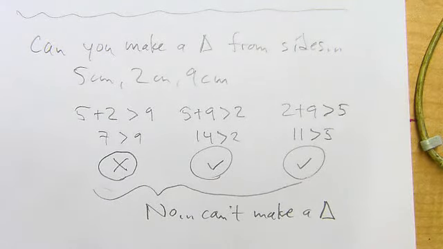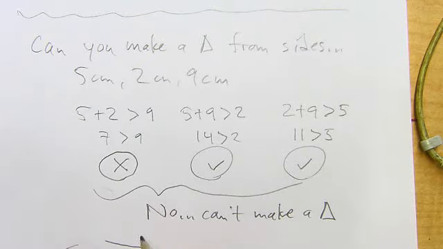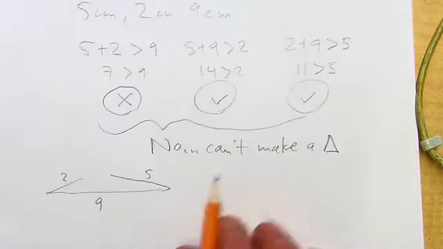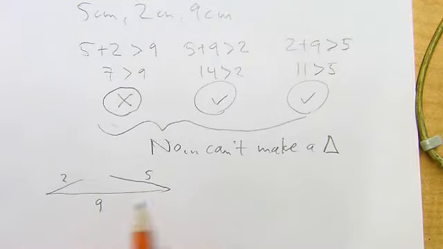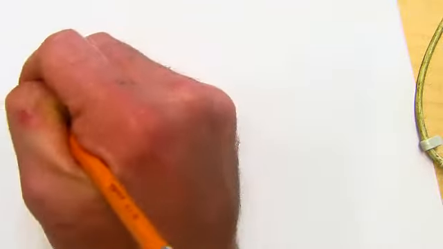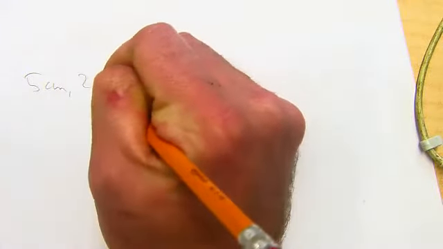Here's kind of visually, you'd have this 9 here. Can you imagine the 5 and the 2 would not be long enough? It wouldn't be long enough to reach, so you can't. Okay, let me give you one that does work out. Let's say, what if you had 5 centimeters, 2 centimeters, and 4?